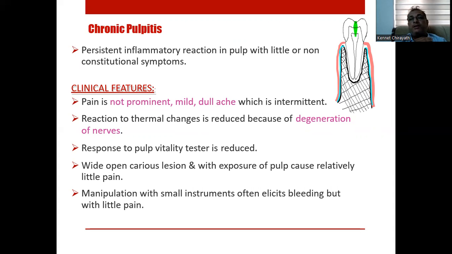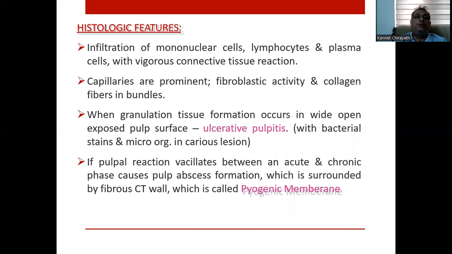So chronic pulpitis is usually asymptomatic. Okay, so what are the histological features? Infiltration of the mononuclear cells, lymphocytes, plasma cells, and with vigorous connective tissue reaction. Capillaries are prominent, fibroblastic activity, and collagen fibers are bundled, and granulation tissue formation occurs in wide open exposed pulpal surface, ulcerative pulpitis.